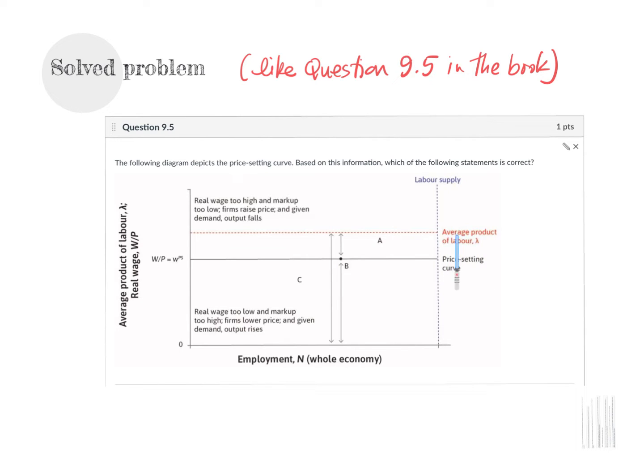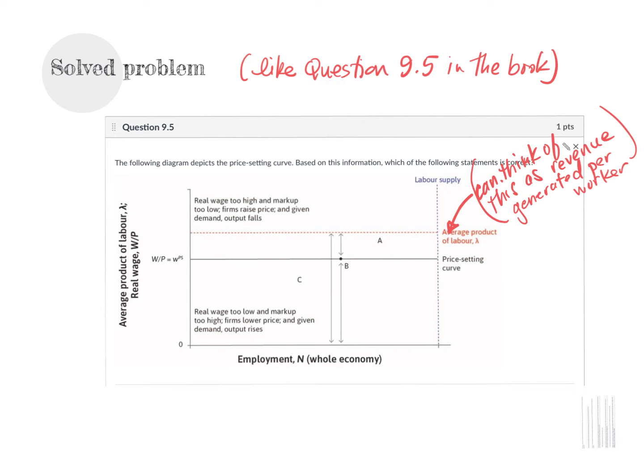So average product of labor means basically the output and the value of that output that the workers are bringing in. So per worker, what's the average product? You can think of this as the revenue that the workers are bringing in. And then the firm has to pay cost, and an important cost is labor. And of course, the firms are going to want to see a profit.